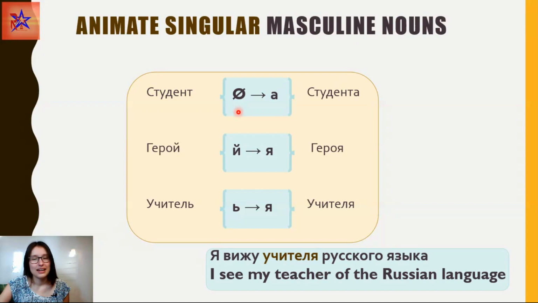So let's see the animate singular masculine nouns. Студент ends with a consonant and we add а, becomes студента. Герой ends with й, becomes я, героя. Учитель ends with a soft sign, we add я, учителя. So let's see an example. Я вижу учителя русского языка. Учителя, so it's in accusative. We could say я вижу студента. Я вижу героя. Я вижу учителя русского языка.